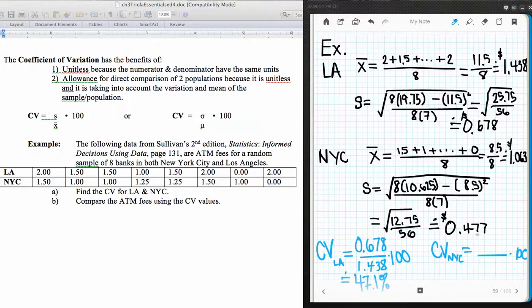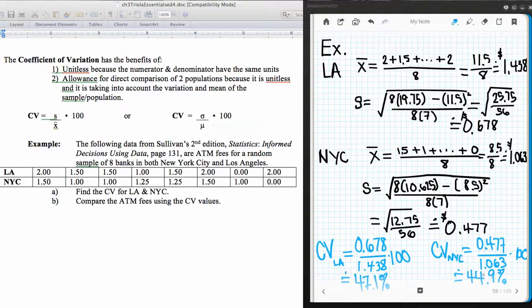So this is 47.1% variation. And then for New York City, the same thing. Take the standard deviation in New York City, 47.7 cents, and the mean $1.63, and I will compute that coefficient of variation. Dividing 0.4477 by 1.063 and multiplying that by 100%, I get the coefficient of variation here to the nearest tenth is 44.9%. So what we see here is the variation in LA is much higher than the variation in New York City.